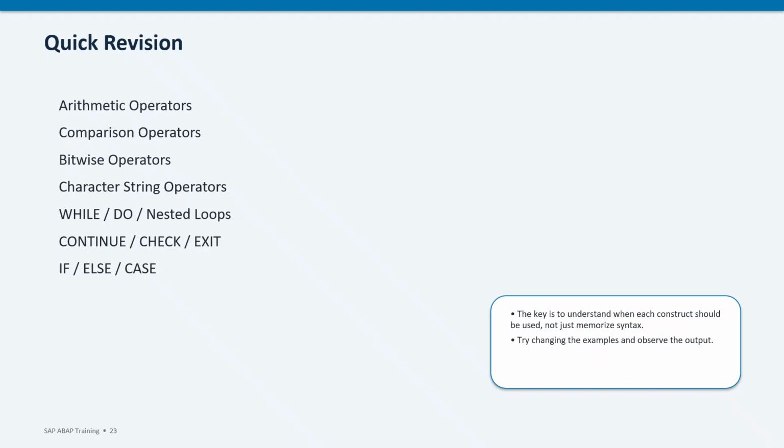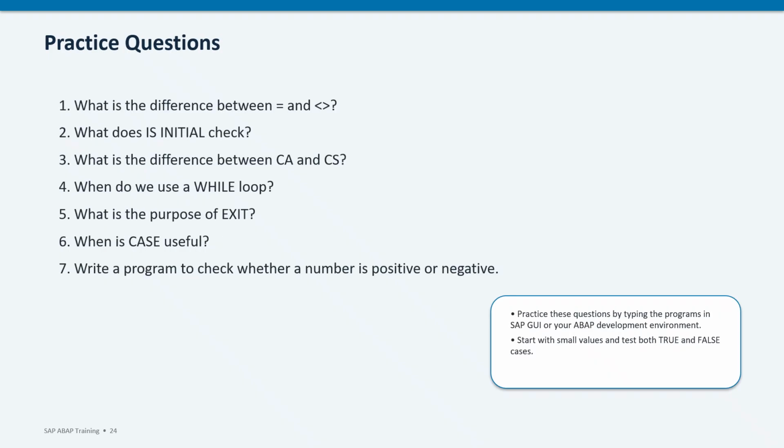And next, yeah, practice. I think now it's time to practice. Explain the difference between equal and not equal, explain the age initial check, and CO, CS: what's the difference between CO and CS, and write a simple WHILE loop, and whatever we discussed so far. It's better to practice and write some examples, then it will be easy to understand and easy to remember in the long term.